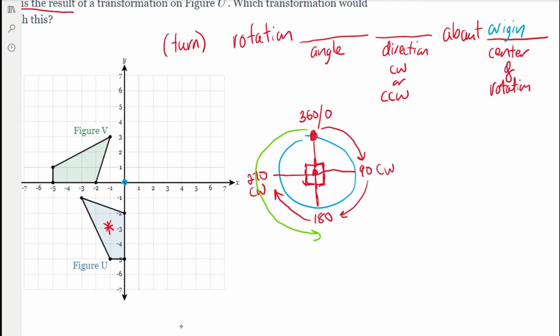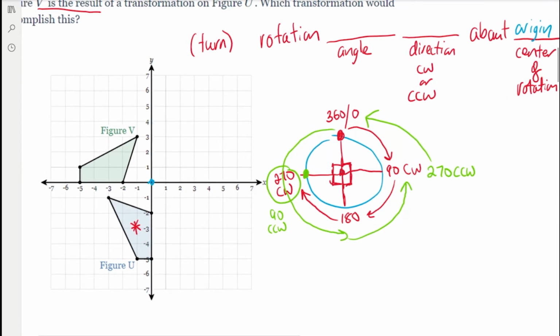I switched to green because this point over here, even though it's 270 degrees clockwise, it's also 90 degrees counterclockwise. Here's 180 again, and if I want another 90, then I'll get to 270, but in a counterclockwise fashion. And then of course I could end up right back at 360. I wanted to review this because we're going to use this idea to identify the angle here.